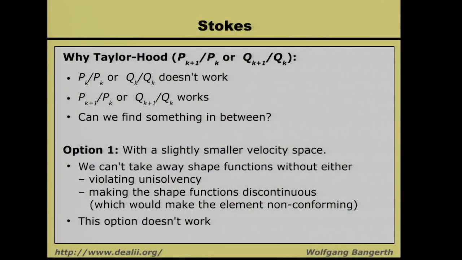Because all of the other ones, when I take them away, would mean that I end up with a discontinuous element, and a discontinuous element would be non-conforming for the Stokes equation. So it either doesn't yield unisolvency or it doesn't yield a continuous element. In either case, this is not a choice that leads anywhere.